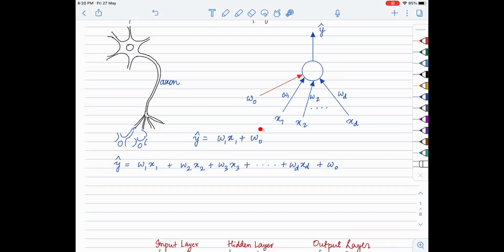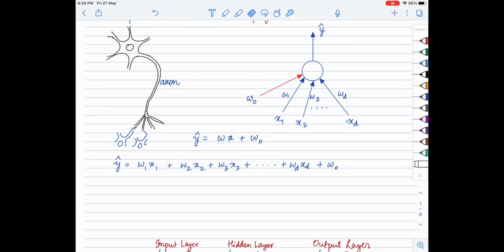Does anybody remember this term? Did we see this in any of our previous lectures? w1 into x1 plus w naught, or maybe w into x plus w naught, because there's only one. y equals mx plus c. Exactly, we saw this yesterday.